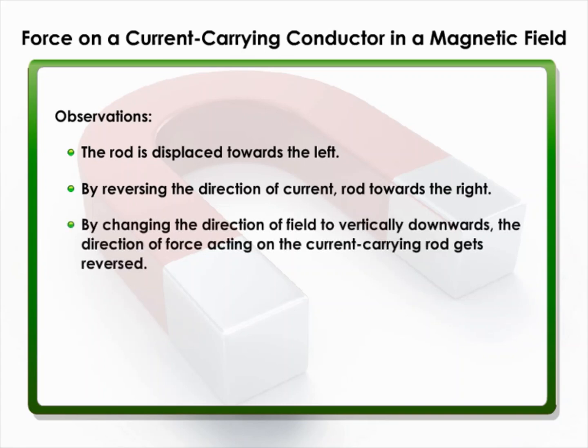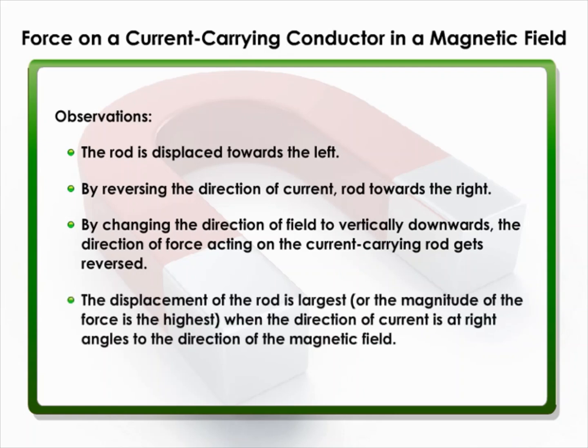Now change the direction of field to vertically downwards by interchanging the 2 poles of the magnet. It's once again observed that the direction of force acting on the current-carrying rod gets reversed. It shows that the direction of the force on the conductor depends upon the direction of current and the direction of the magnetic field. Experiments have shown that the displacement of the rod is largest, or the magnitude of the force is the highest, when the direction of current is at right angles to the direction of the magnetic field.